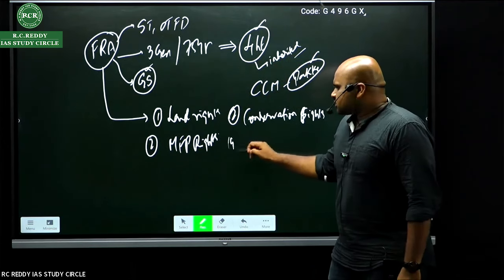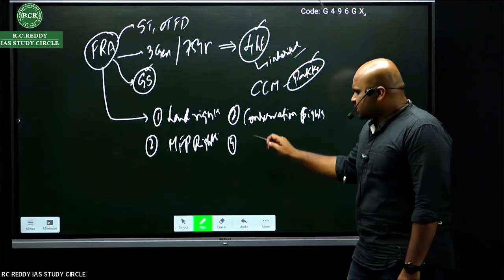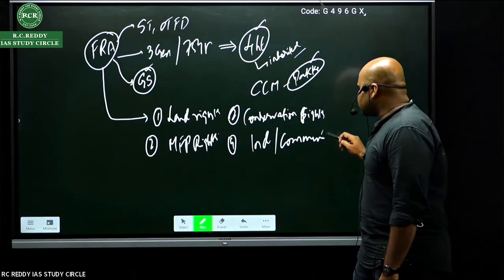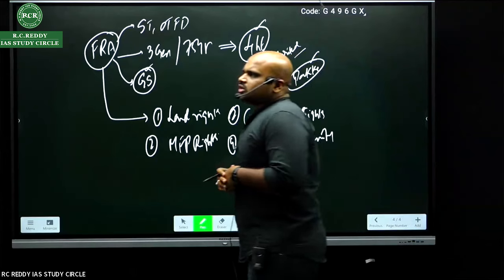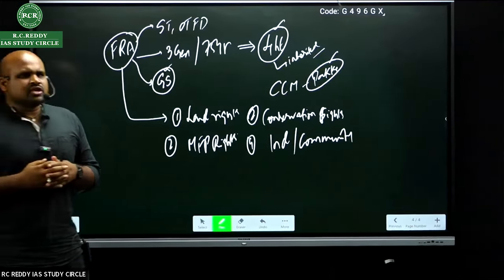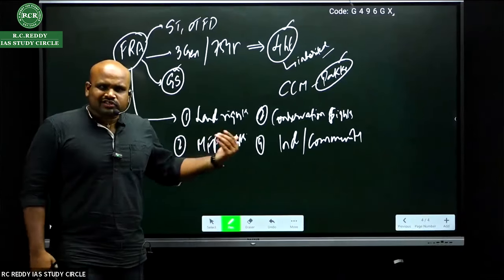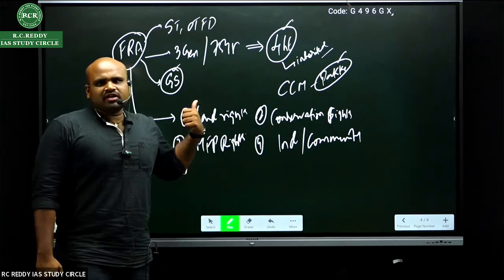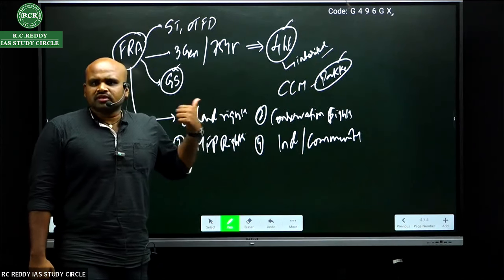And not only that, the other right is that it not only talks about individual forest rights, but it also talks about community forest rights. So these are the 4 different kinds of forest rights which are covered under the FRA 2006, right?